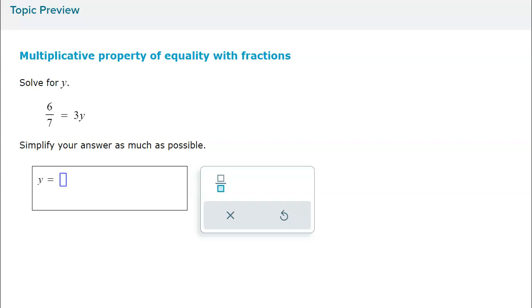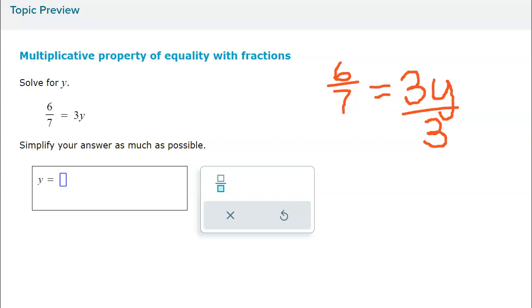Multiplicative property of equality with fractions. All right, we have 6/7 equals 3 times y. Remember, we have to get the variable by itself. Since we have 3 times y, the opposite is divided by. So we're going to divide both sides by 3.